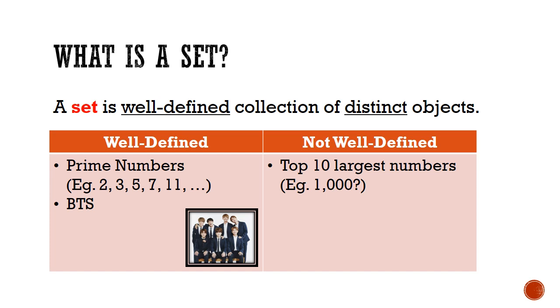Or take, for example, the set of cute Pokemons. Cute is a vague term. Some people might consider this Snubbull cute, some might not. It's ambiguous.